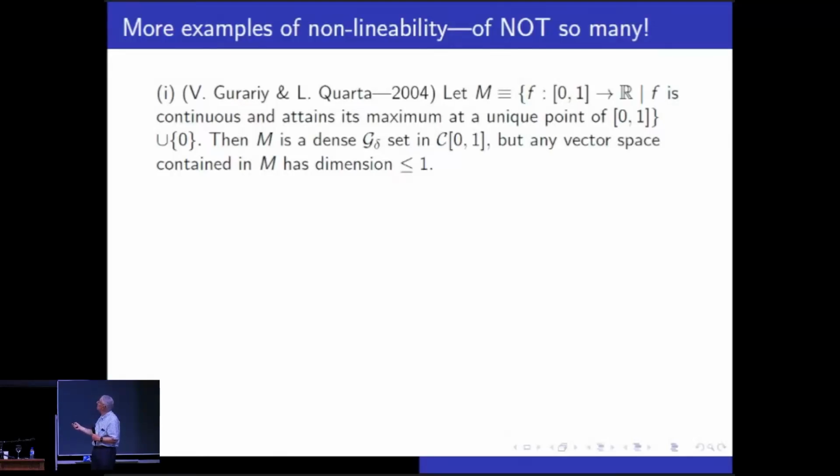Now, this set is a density delta. It's very easy, the set of such functions. To this, you can see I have to add the zero function because the zero function does not attain its maximum at only one point. So it's a density delta, but any vector space contained in it has dimension at most 1.